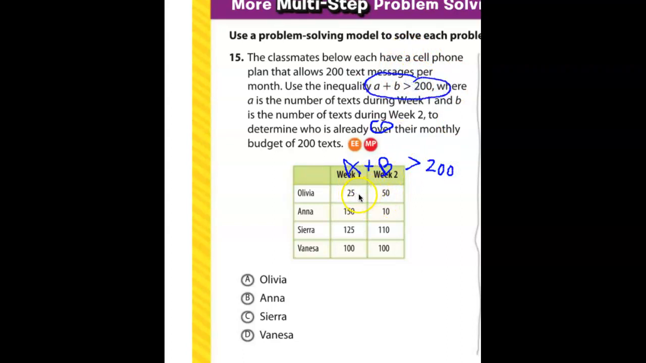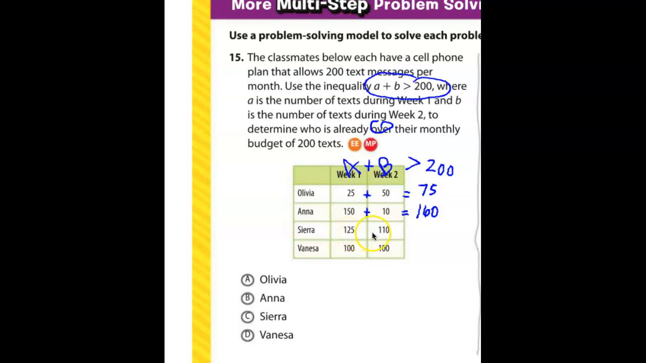Okay, so what is 25 plus 50? Answer that, please. Very good. That answer is 75. We should be able to do that in our heads because of the quarters. What is 150 plus 10? Answer that, please. Very good. That answer is 160. That should also be something you could do in your head, 50 plus 10.